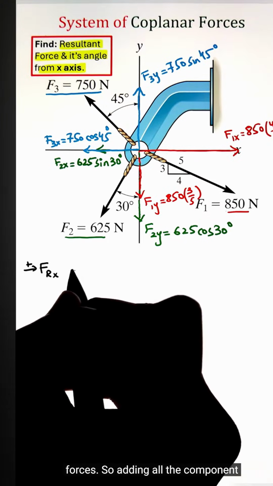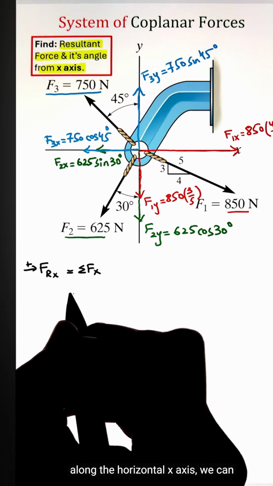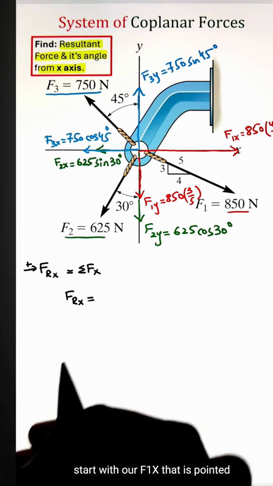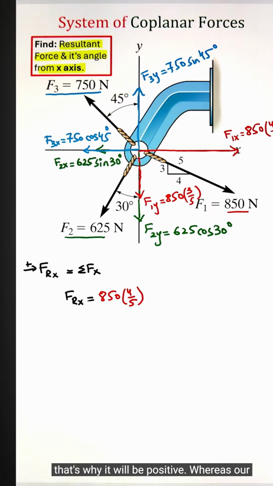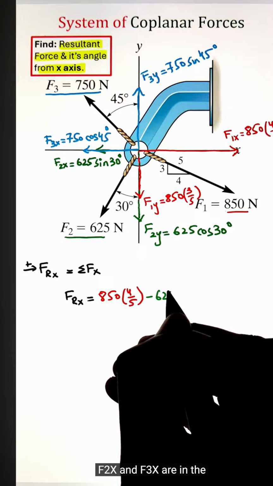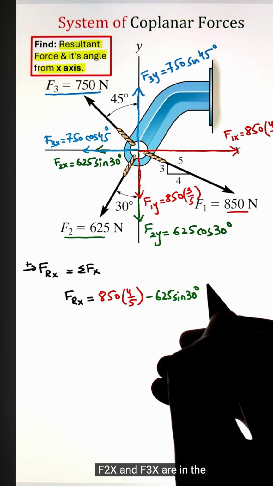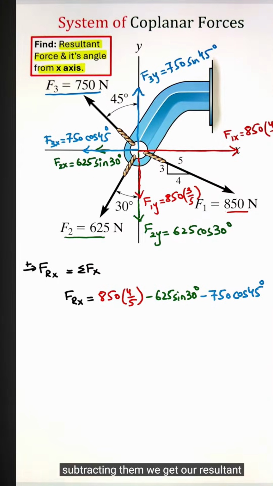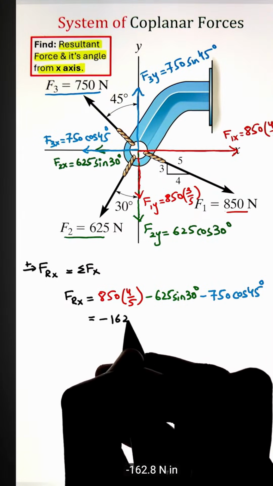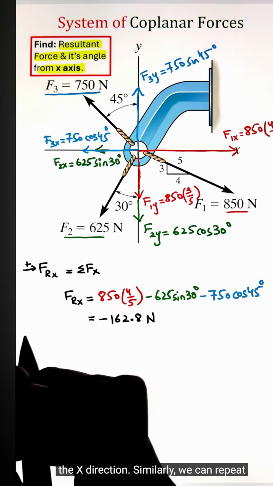So adding all the components along the horizontal x-axis, we can start with our F1x that is pointed towards the positive x direction, so that's why it will be positive, whereas our F2x and F3x are in the negative x direction. So subtracting them, we get our resultant force of negative 162.8 Newton in the x direction.